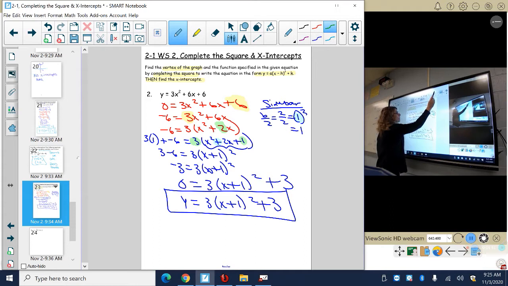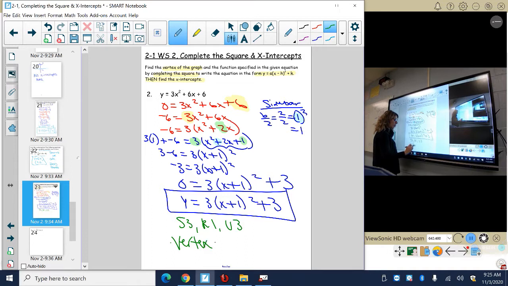Now what is happening to this function? It is a stretch of 3 going to the right 1 and it's going up 3. Which means my vertex is going to be right, which is positive 1, up, which is positive 3. So what does that thing look like? I have a 1, 1, 2, 3 right here.